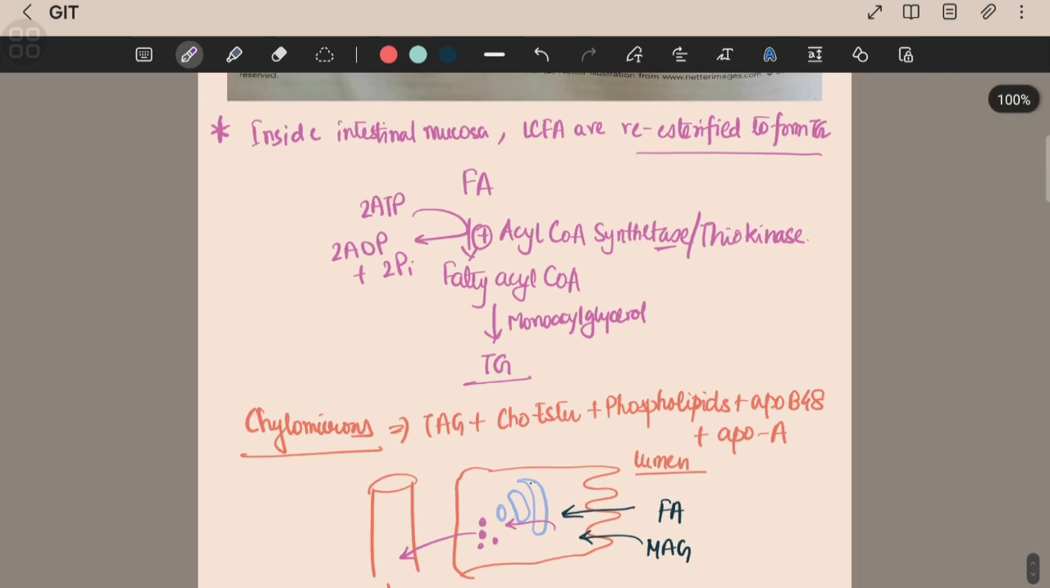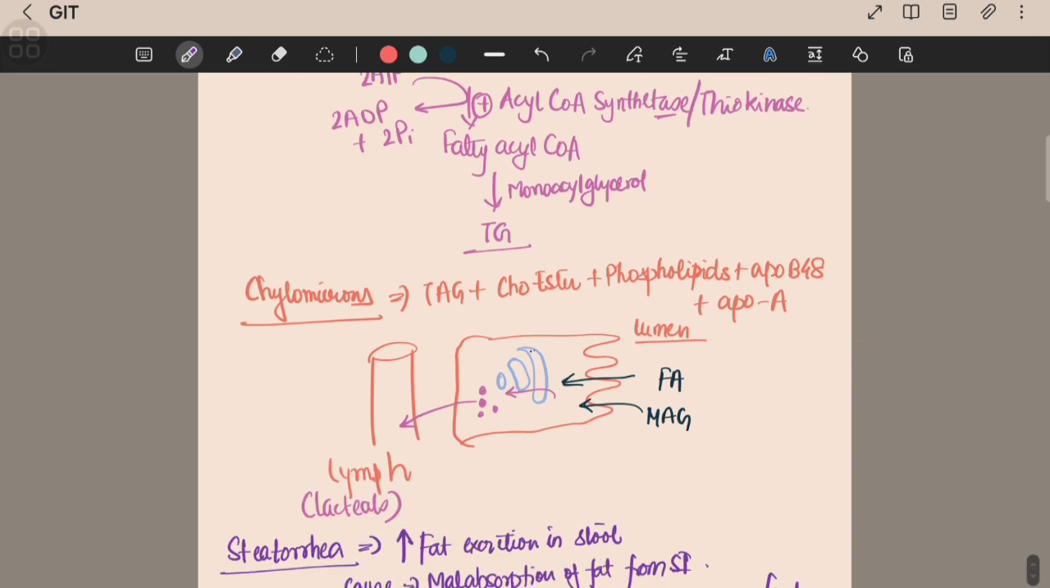Nothing much is asked, but mainly remember the process. The most important part of it is the micelle and chylomicron formation, and also remember that you will have to deal with this properly. Now, what is the fate of this chylomicron?